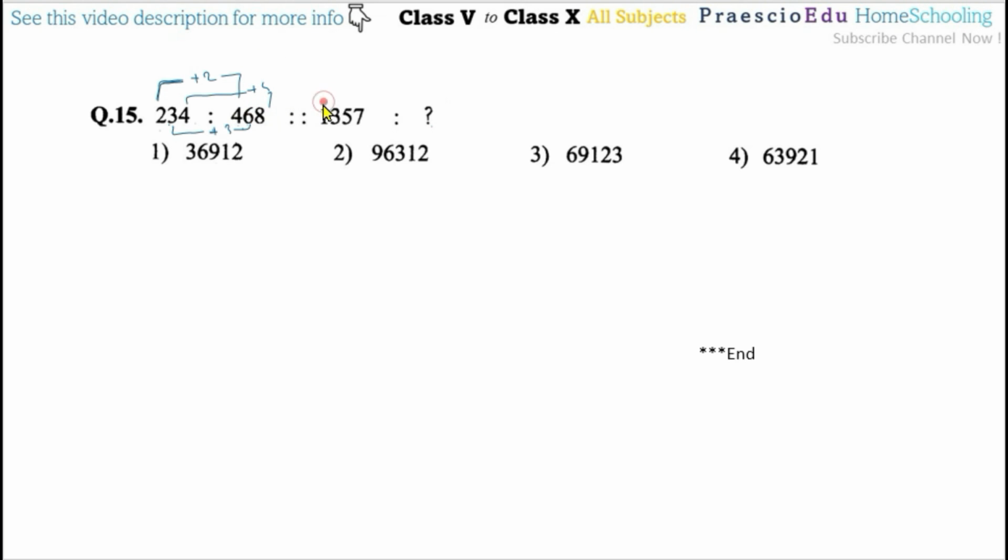So same here, 2 we have to add. So we are getting here 1 plus 2 is 3. Then here 3 plus 3 we have to add, so we are getting 6 here. Then 5, then we have to add 4, means 9 here. 7 plus 5 we have to add, means 7 plus 5 is 12. So now here 36912. So this is given in option number 1.